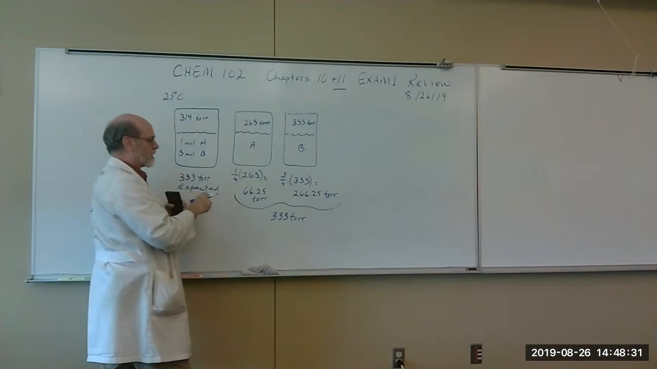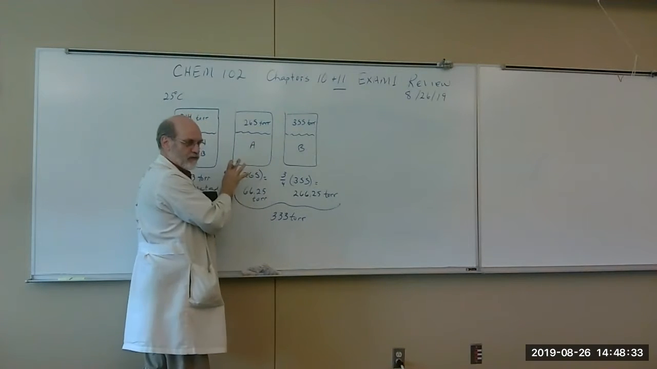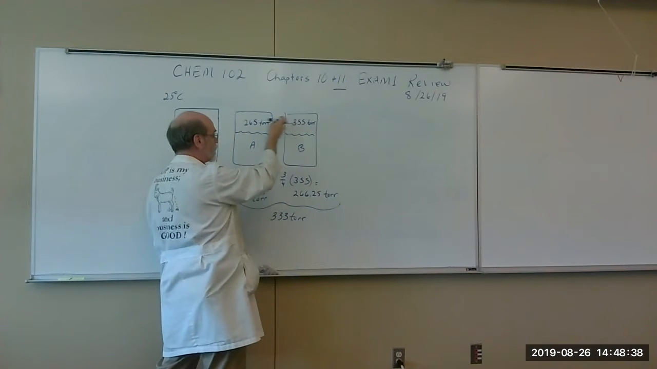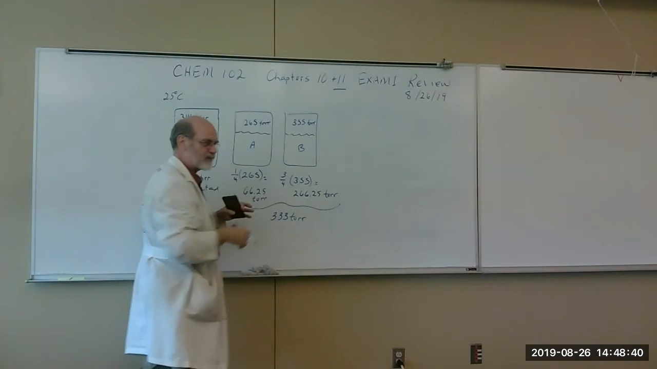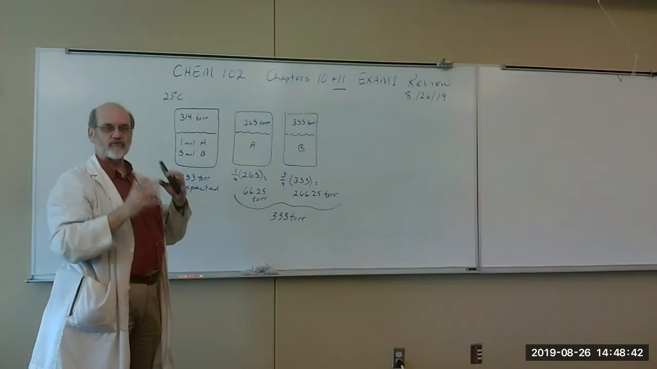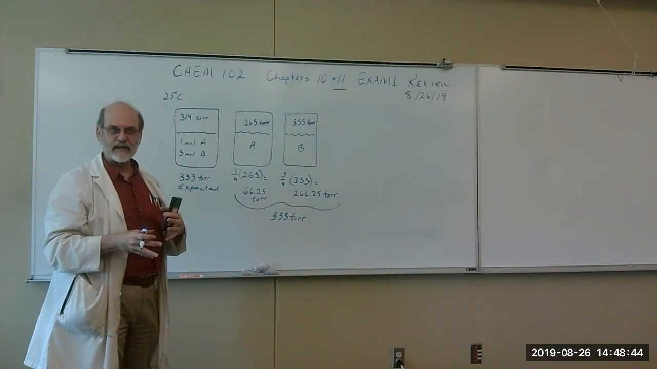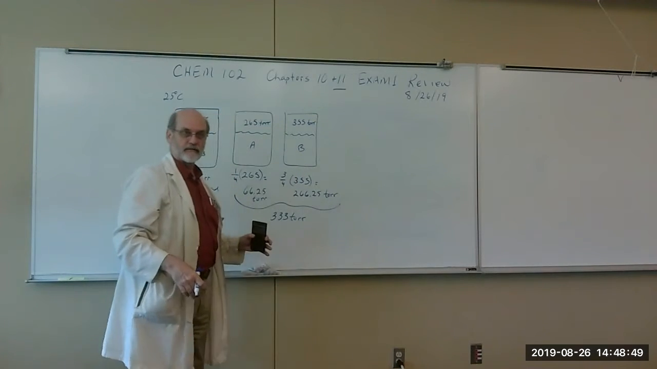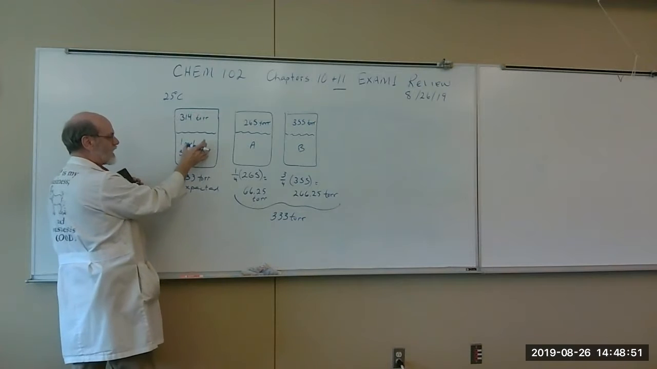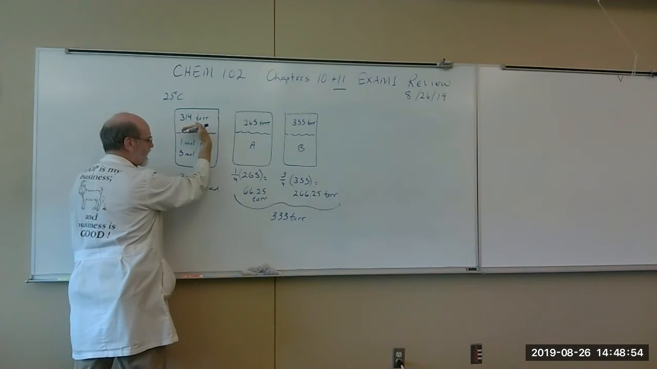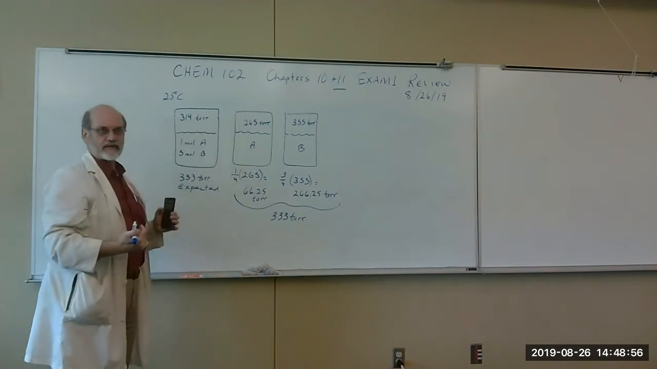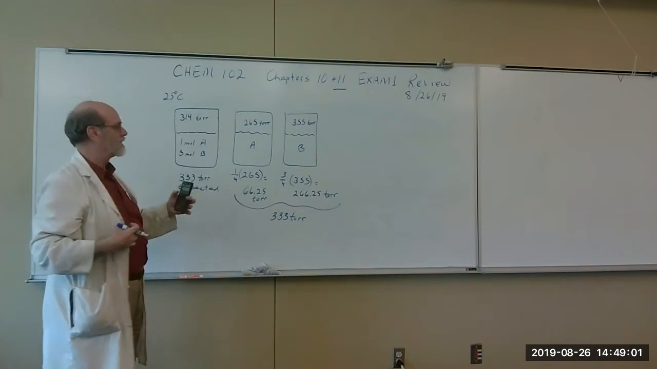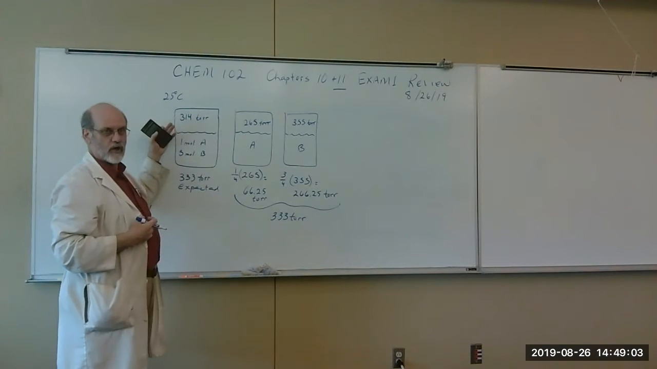What it means is A interacts with itself a certain way, and B interacts with itself a certain way. That's why you get these values. But when you put A and B together, there's a stronger interaction between A and B than either A with itself or B with itself. Because the stronger interaction keeps A and B in the liquid phase, not in the vapor phase, right? So stronger interaction of the mixture means lower vapor pressure.